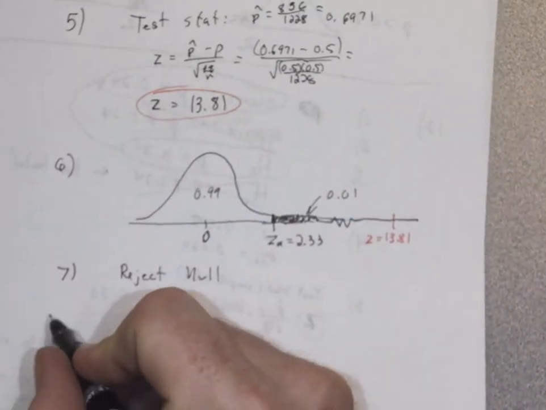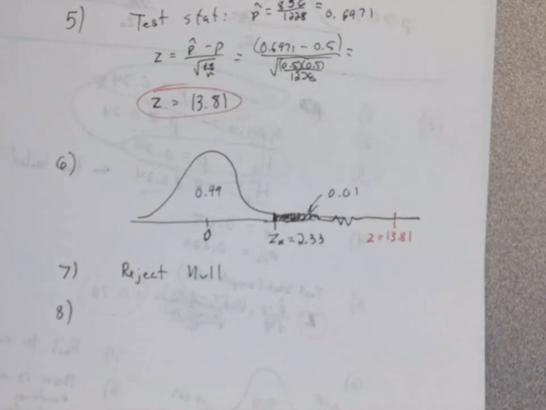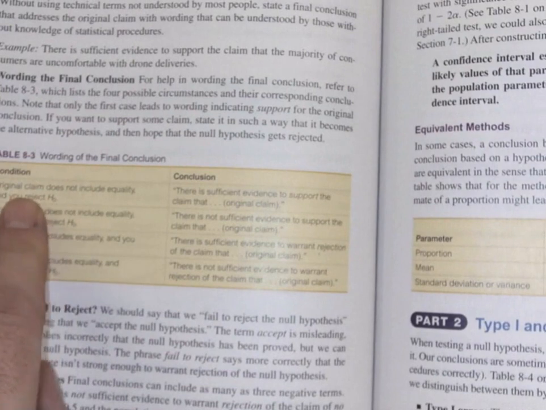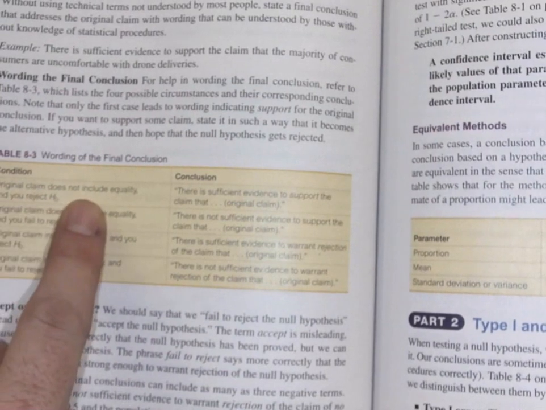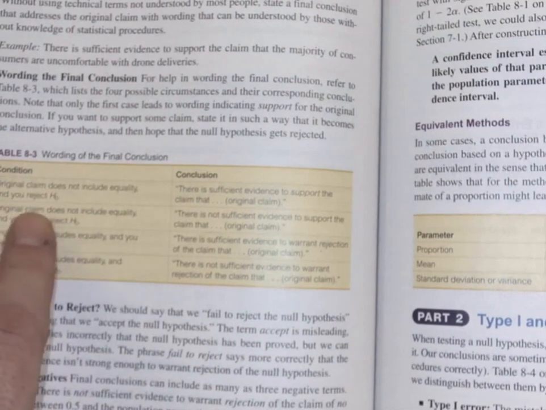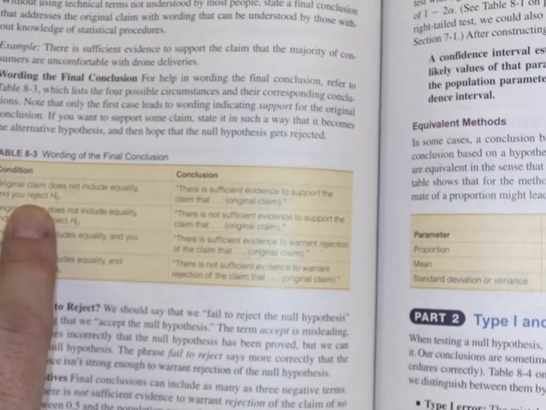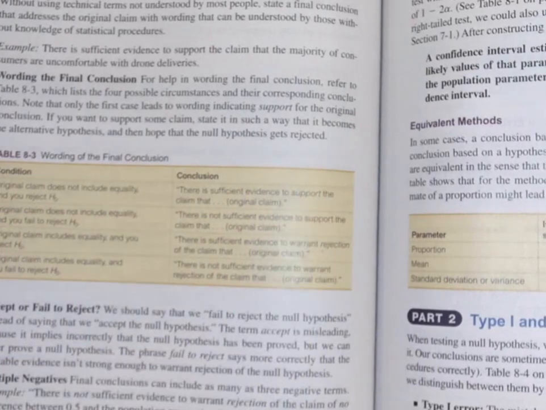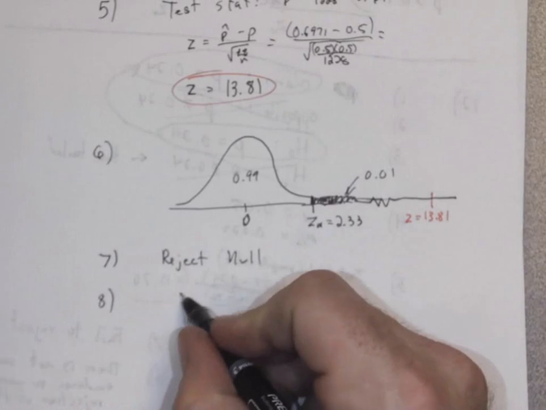All right, so number 8. Let's take a look at how we're supposed to read this. Go back to 8.1 and talk about the wording. Make sure you see how to map this. 8.1 says the original claim does not include inequality. That's correct, because the original claim was bigger. So it does not include inequality, so I'm either the first one or the second one. And I rejected the null. Yeah, so I'm number 1: there is sufficient evidence to support the claim. So we use this one. Sufficient evidence to support the claim.